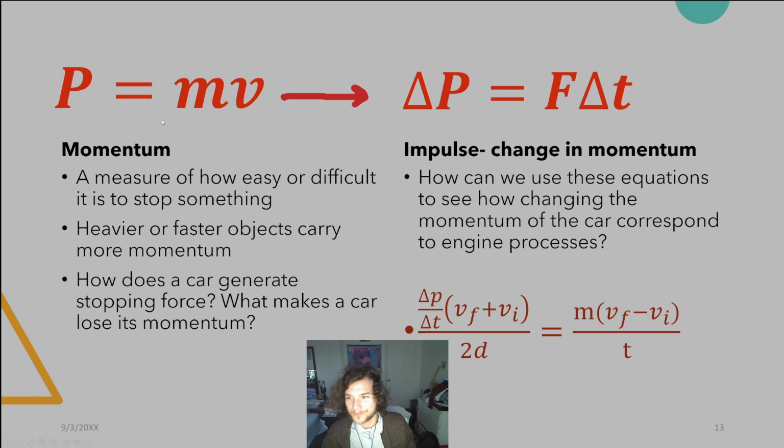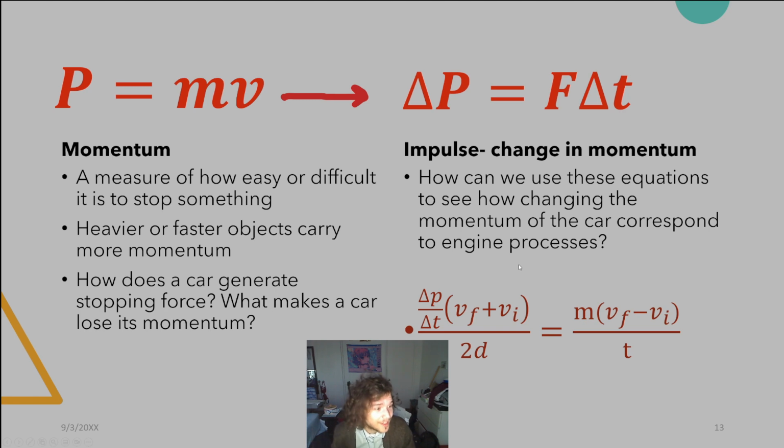That's the goal. So here's momentum and how momentum is related to force and time. Momentum is just a measure of how easy it is to stop something. Heavier objects carry more momentum. We hopefully relate the small pistons that move super quick inside the engine to generate a lot of momentum forward. We'd also know how the car generates stopping force. Very simply, it's the brakes squeezing down on the caliper. It's like friction. And hopefully we'd use these equations to see how changing the momentum of the car corresponds to the engine process.